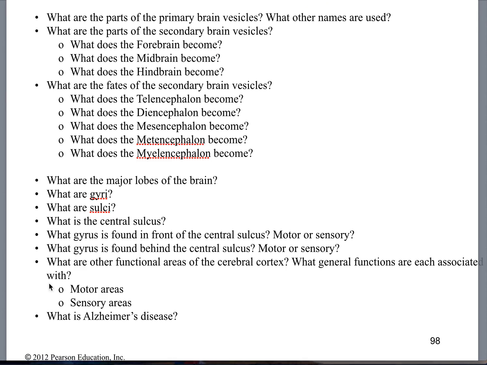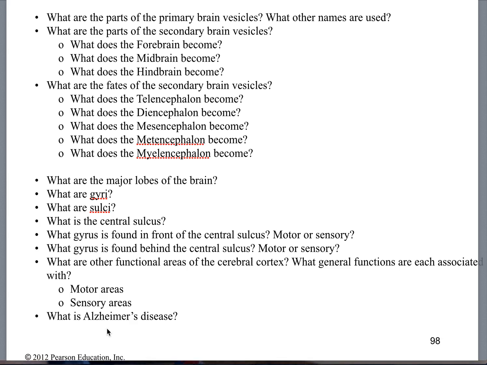So these are the questions that we're answering right now. What gyrus is found in the front? So it's MEV, it's motor. What gyrus is found behind the central sulcus? It's SAD, so it's sensory. And then what are other functional areas of the cerebral cortex? What general functions are associated with motor areas, sensory areas? We kind of already did that, right? We did primary motor and primary sensory.